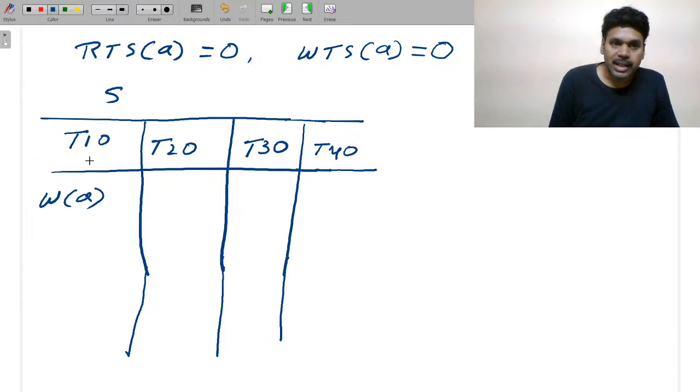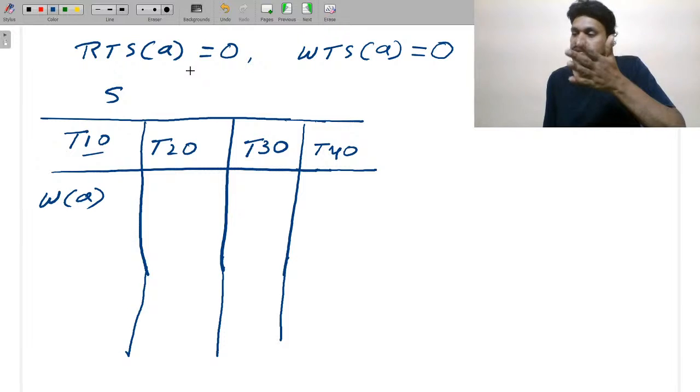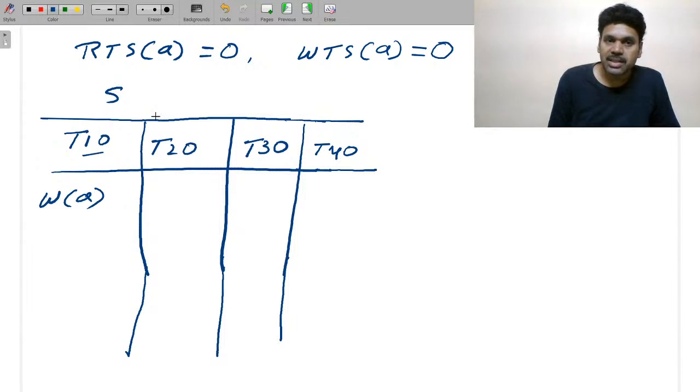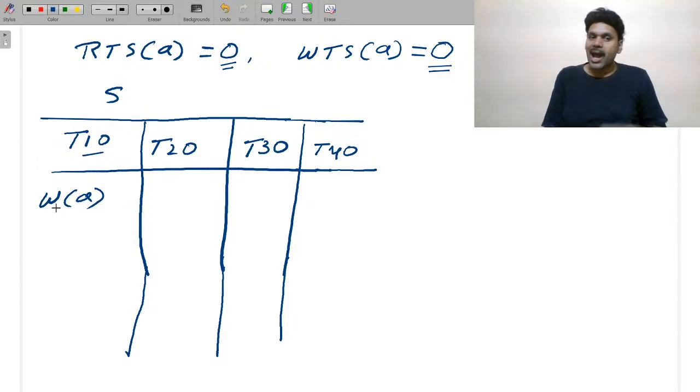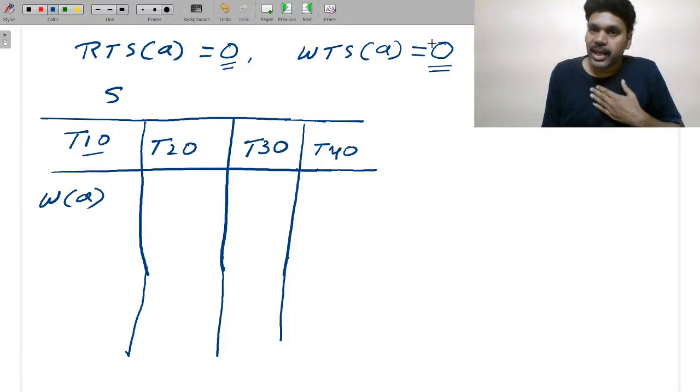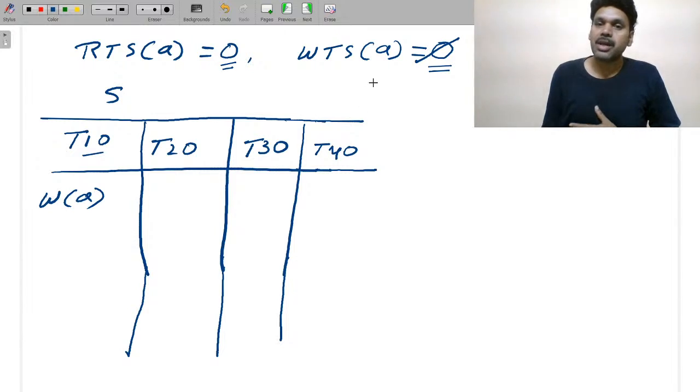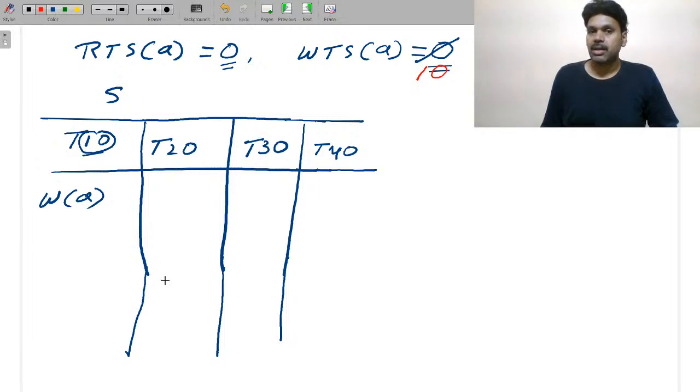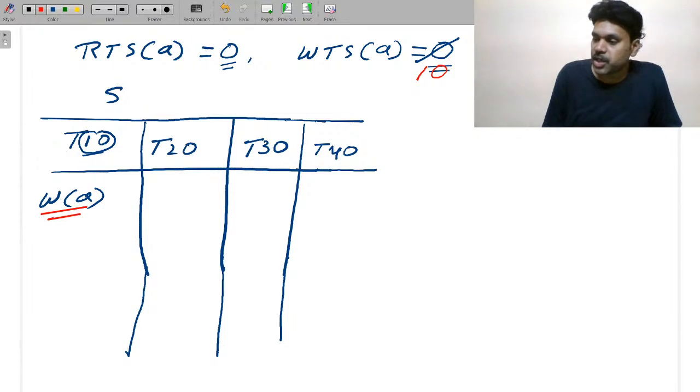This W of A is allowed. Why? For W we are going to check with read as well as with write. Therefore, 10 is greater than or equal to 0 and greater than or equal to 0. Therefore, we allow. As soon as you allow a write request, update the write timestamp value to the requested transaction number. So it is updated to 10. As you perform the write operation, WTS becomes 10.